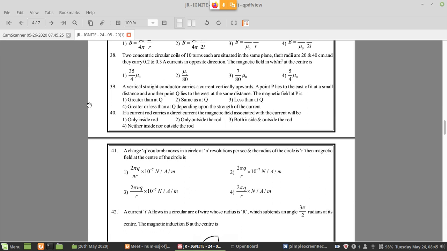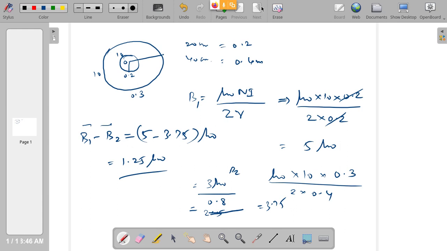Right. 39th question. A vertical straight conductor carries a current vertically upwards. A point P lies to the east of it at a small distance, and another point Q lies to the west at the same distance. The magnetic field at P is how much? That is the question. Very simple one this is.